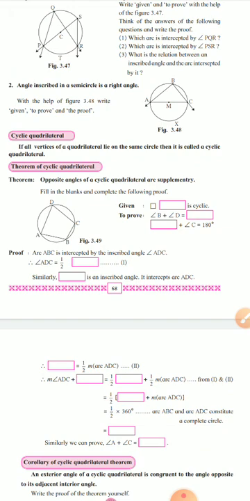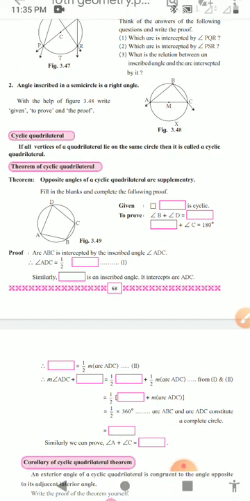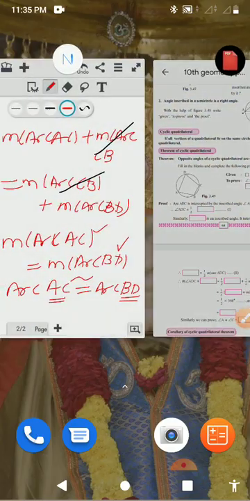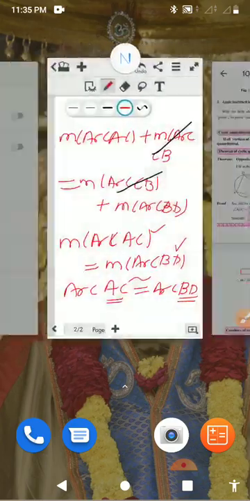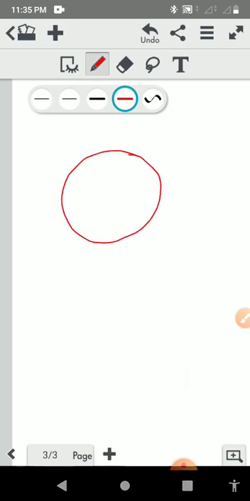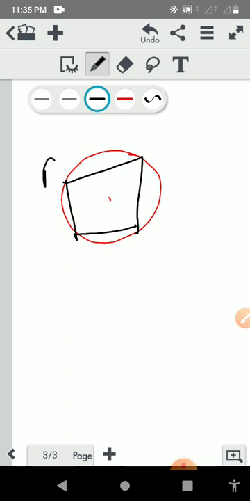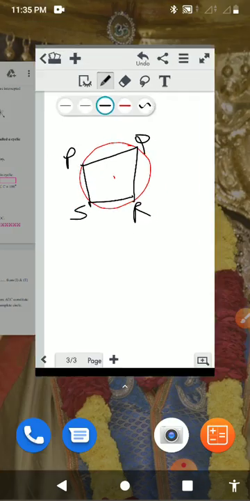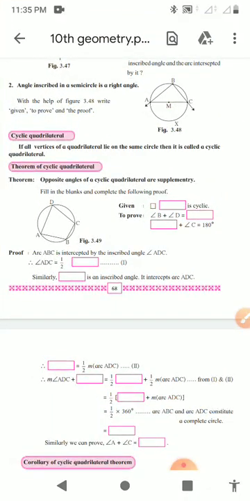Now, what is a cyclic quadrilateral? If all the vertices of a quadrilateral lie on the same circle, it is called a cyclic quadrilateral. For example, let us say one circle is there, whose center is O, and I am drawing this. Let us say these are the 4 points on the circle: first one is P, second one is Q, third one is R, and fourth one is S. Then what is a cyclic quadrilateral? If all the vertices of a quadrilateral lie on the same circle, isn't it?